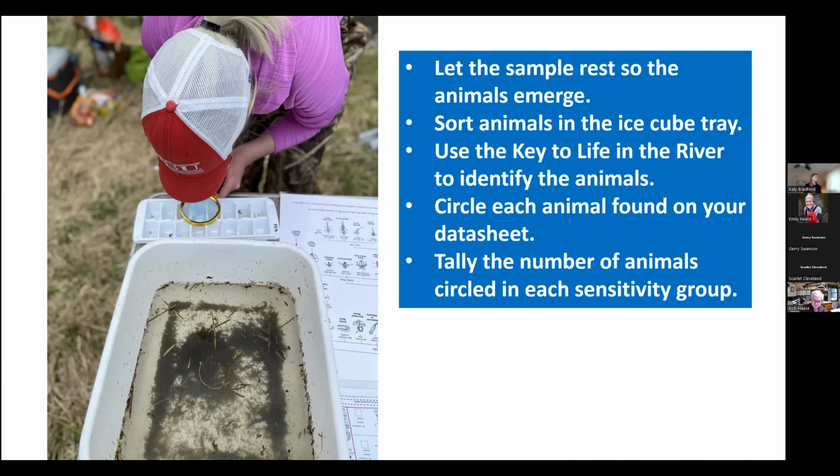Just follow it down. Does it have a shell? Yes or no? Does it have tail spines? Yes or no? And so you can use that key to guide you all the way to an identification at the end. And then when you're done with that, you're going to circle each animal you found on your data sheet. And it's just a presence or absence. It's not total number. So if you found 8 crayfish, that crayfish still counts as 1. I hope that makes sense the way I'm describing that. It's just the number of groups that you find, basically. And then you tally the number of animals circled in each sensitivity group, and you record that onto your data sheet.